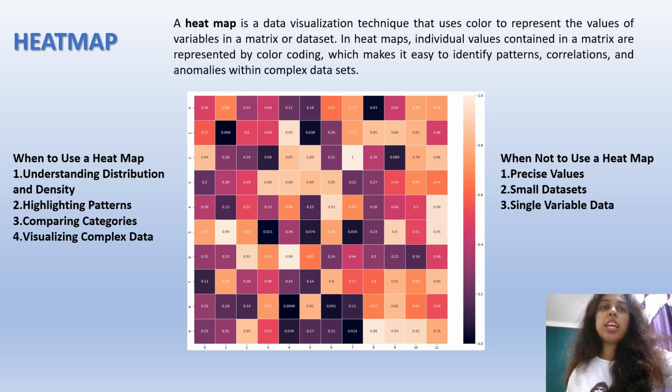To summarize, we can say heat maps are powerful for visualizing complex data sets, allowing users to quickly identify patterns, correlations, and areas of interest using color gradients. However, they are best used for overview and pattern recognition.